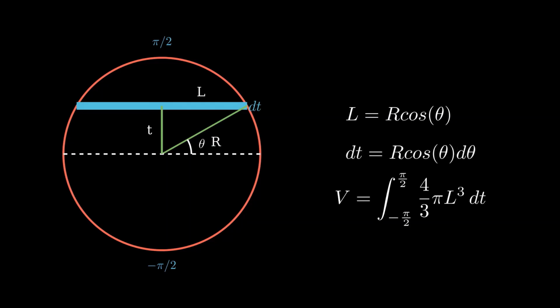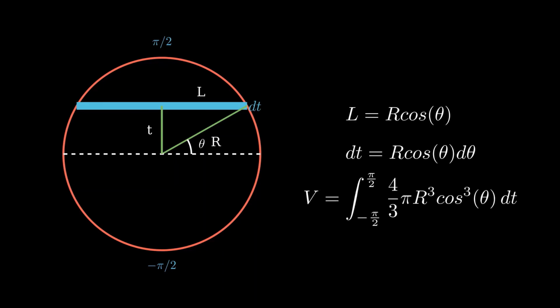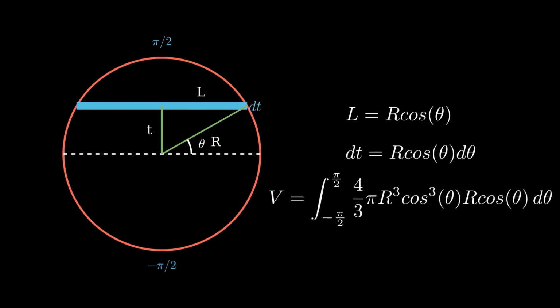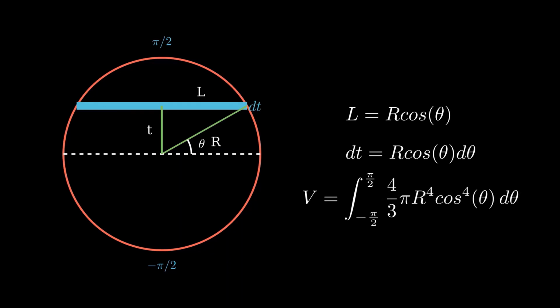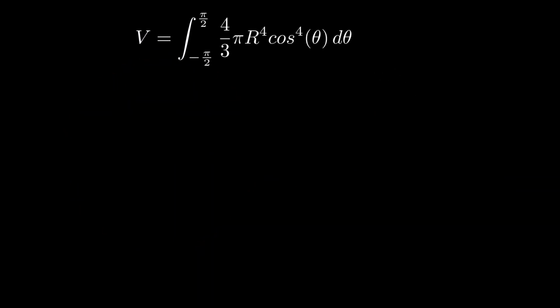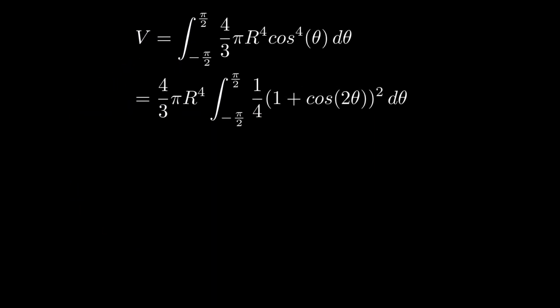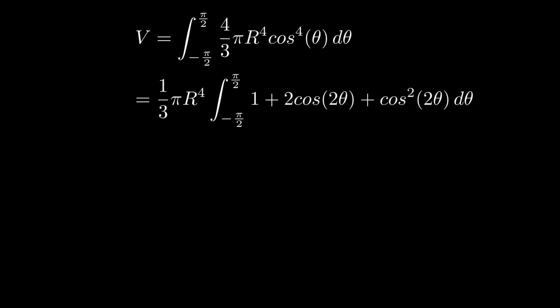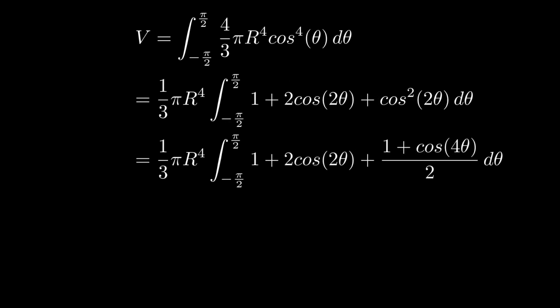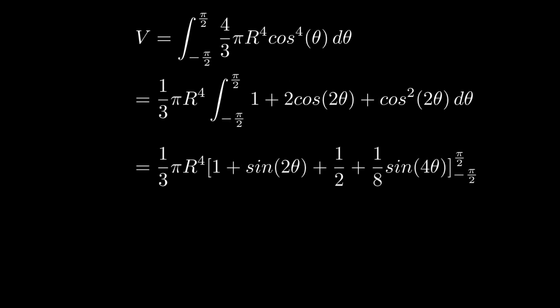Subbing in the variables, we get that the volume of a hypersphere is given by the integral 4/3 r to the 4 cosine theta to the 4 d theta from minus pi over 2 to pi over 2. And after some calculations, we finally arrive at the conclusion that the volume of a 4-dimensional hypersphere is given by half pi squared times r to the power of 4.